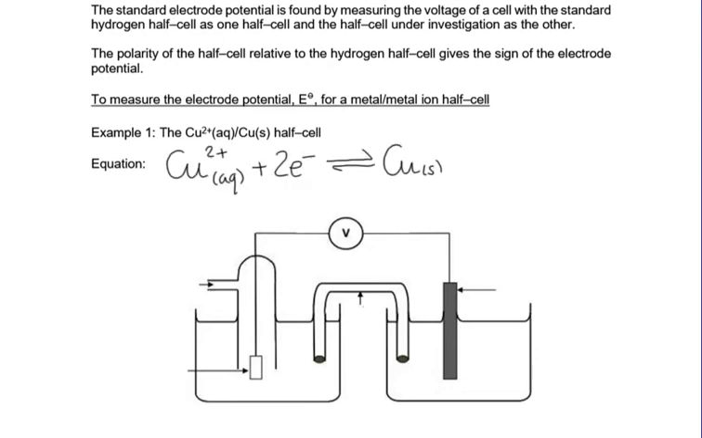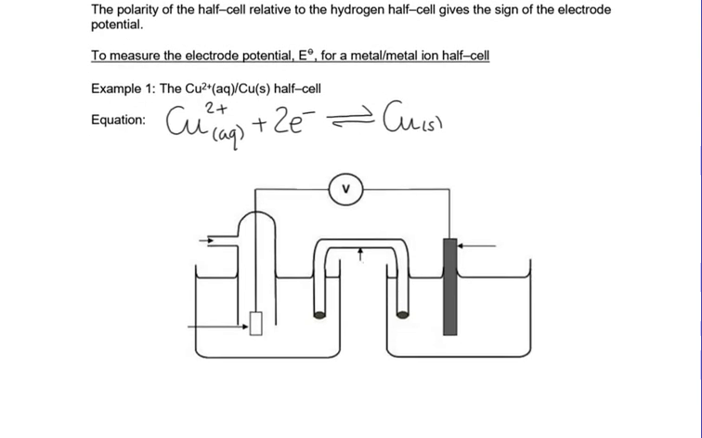So we've written down our half equation as a reduction. It might not happen as a reduction at the end of this, because we might not be the positive electrode at the end of this, but if it is, it will be a reduction, and if it ends up being the negative electrode, it will be an oxidation.